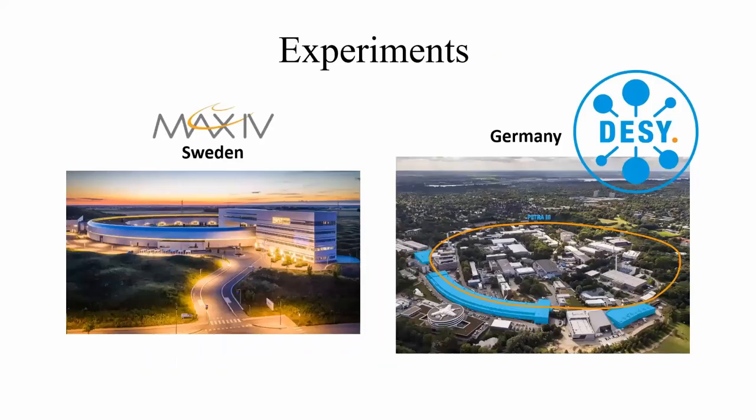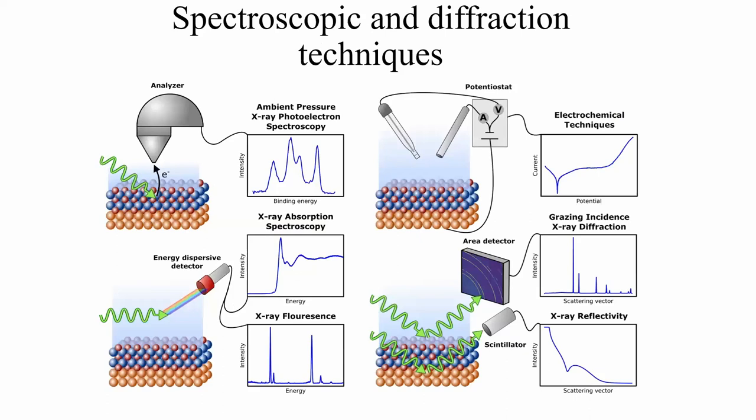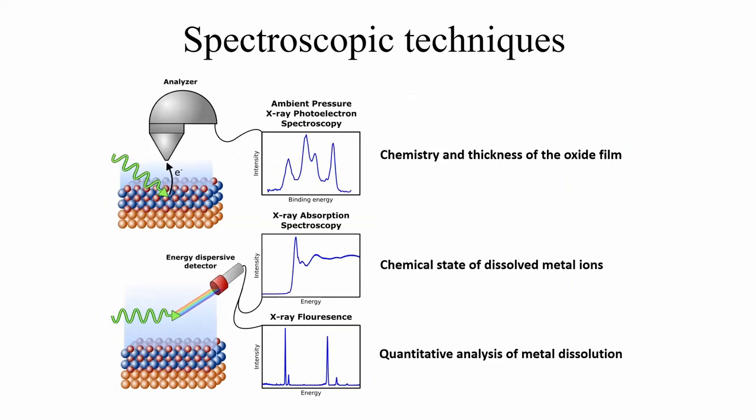So we did experiments at MAX IV and also at PETRA III at DESY in Hamburg. And this is very complicated because we did many different techniques and we had to do that, otherwise we wouldn't understand what we were doing. So we did XPS and also XRF, X-ray fluorescence from the electrolyte, but we also did X-ray absorption spectroscopy from the electrolyte. And then we did grazing incidence X-ray diffraction, X-ray reflectivity, and in addition, also the electrochemical techniques. And this resulted actually in a PhD thesis.